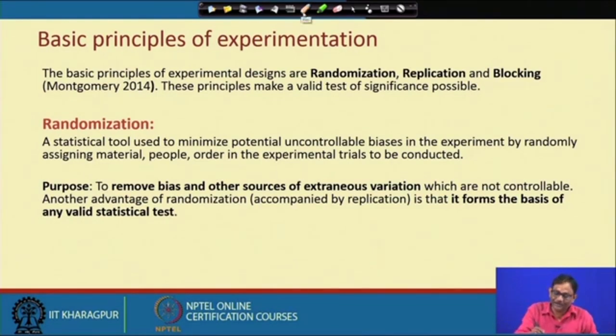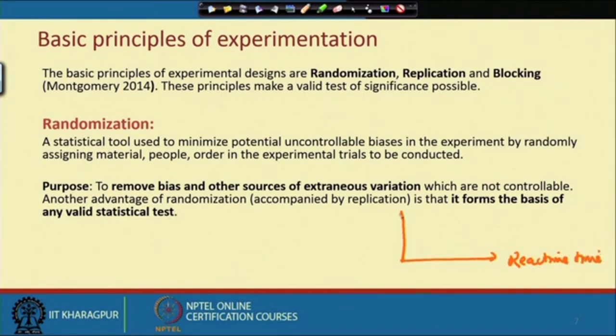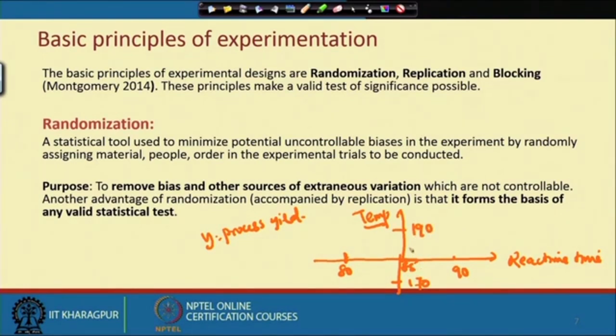Let us consider this example: the chemical process reaction time vis-a-vis temperature, and obviously we know that the output is Y, the process yield. For the time being, let us assume the reaction time range is 80 minutes, 85 minutes and 90 minutes, and the temperature range is 170, 180 and 190. What does it mean? The operating range for the process we are considering is 80 to 90 minutes for reaction time, and 170 degrees Fahrenheit to 190 degrees Fahrenheit for temperature.